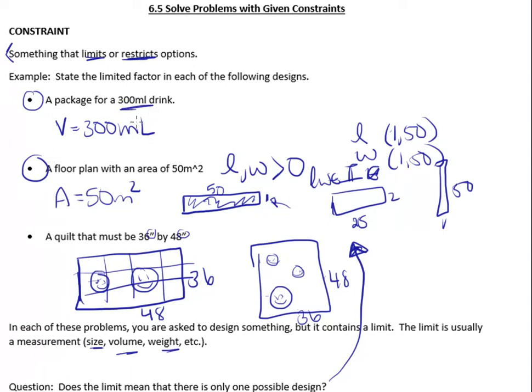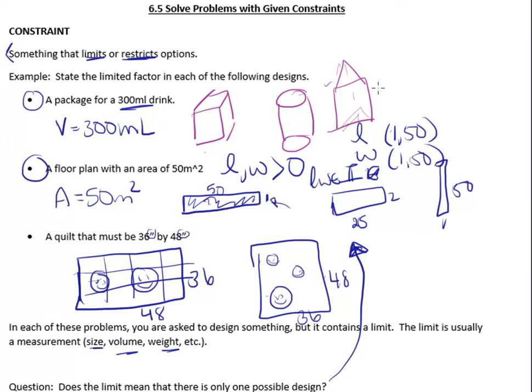Oh, package for a 300 milliliter drink. Another good idea. This could be a juice box, maybe, or this could be a can. If you really wanted, you could have a triangular prism as a juice box, but it can be any of these. The only limit is that the volume equals 300 milliliters.